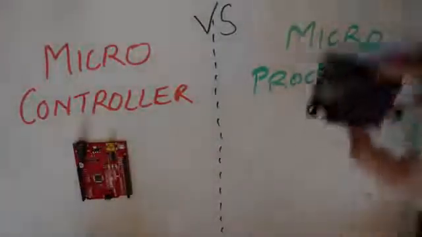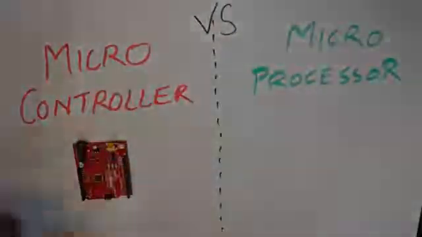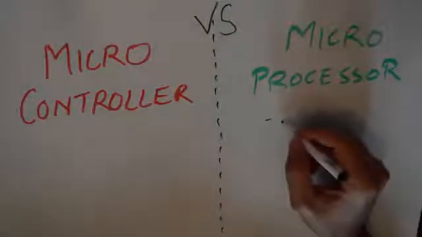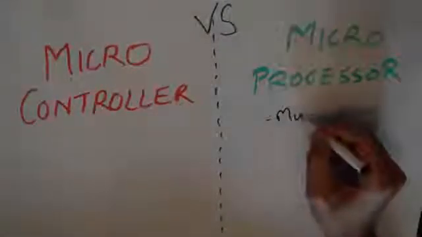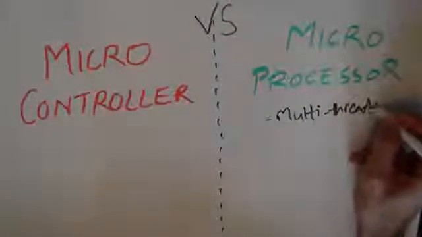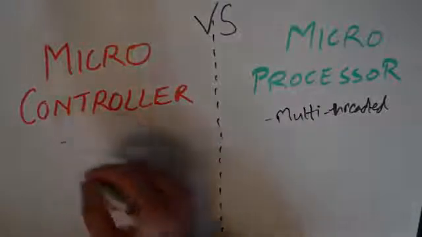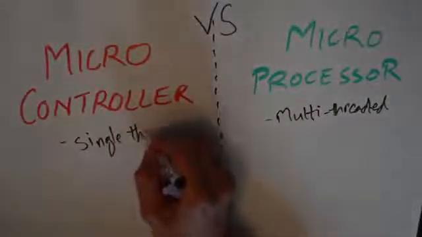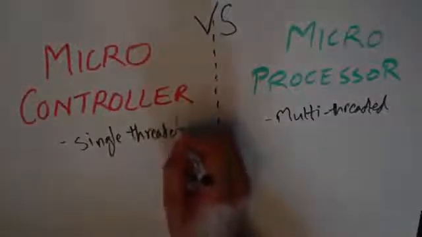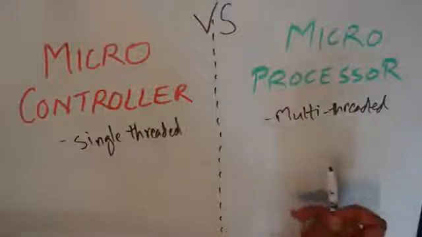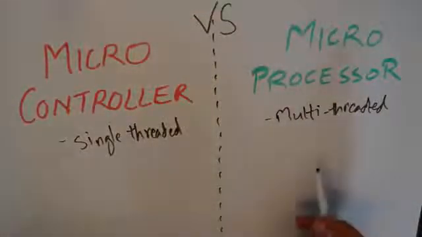Okay, so here I'm going to put the microprocessor on one side and the microcontroller on the other. For the microprocessor, we're going to say that you can have multi-threaded applications. And for the microcontroller, you can only be single-threaded. So this is a very basic difference between the two different types of development platforms.